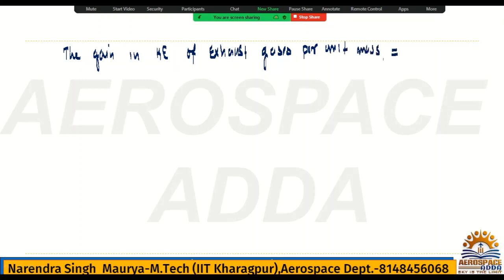per unit mass is equal to change in specific enthalpy. Okay, obviously whatever the kinetic energy you are getting at the exit of the nozzle, it is because of the enthalpy rise in the combustion chamber, because in the combustion chamber propellant is burning, so definitely enthalpy will rise, and whatever the enthalpy rise we have, it will convert into kinetic energy. So whatever the gain in kinetic energy, it is because of the change in specific enthalpy.